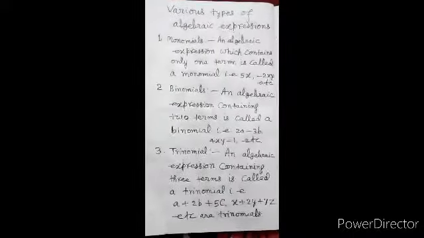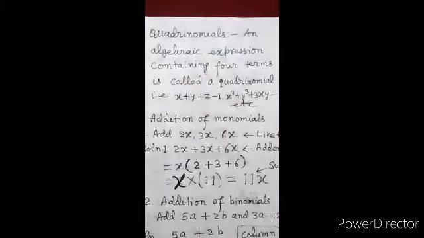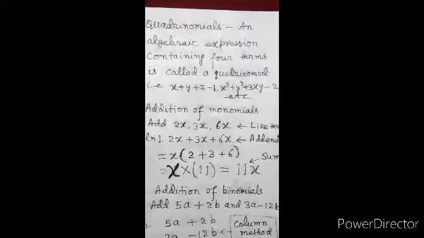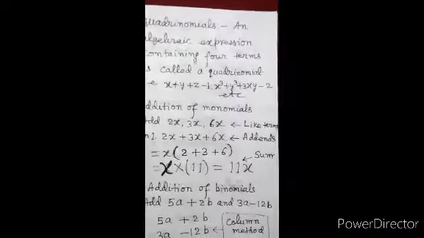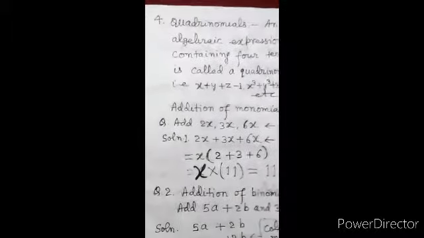Terms are separated by a plus symbol or a minus symbol. Quadrinomials: an algebraic expression containing four terms is called a quadrinomial, such as x plus y plus z minus 1, which has four terms. x cube plus y cube plus 3xy minus 2 also has four terms, etc.